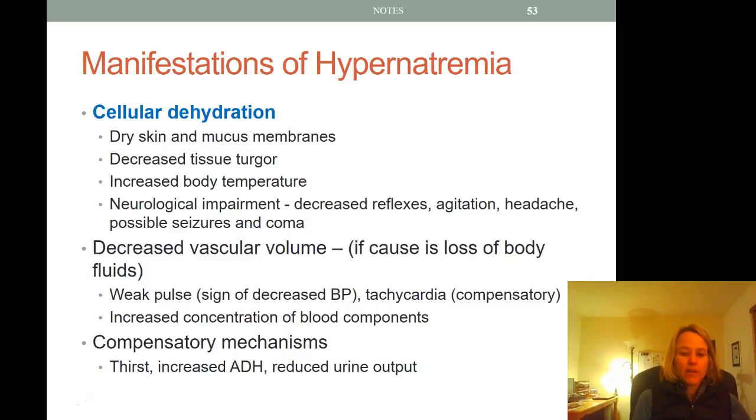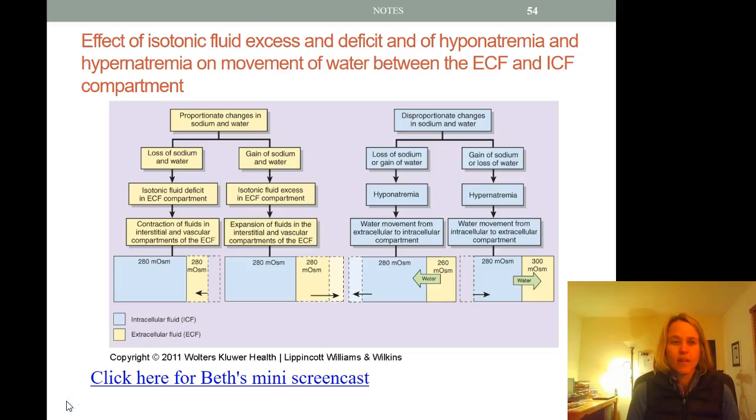And then other compensatory mechanisms we'd see would be thirst, increased antidiuretic hormone, and a reduced urine output. Okay, so this slide sums up the effect of both isotonic fluid excess and deficit, as well as hyponatremia and hypernatremia on water movement between the extracellular and intracellular compartment. So over here in yellow we see isotonic changes.